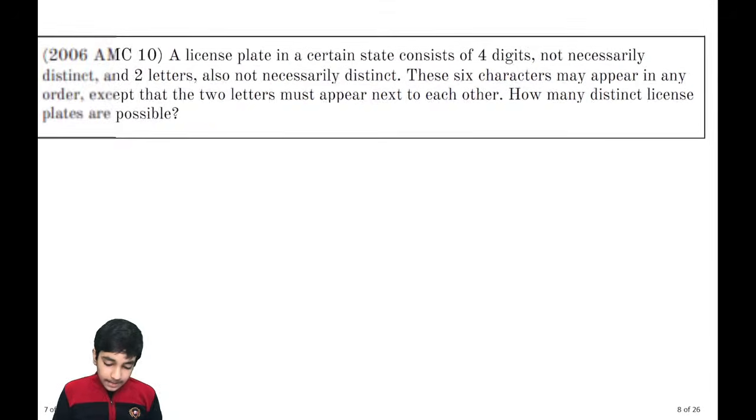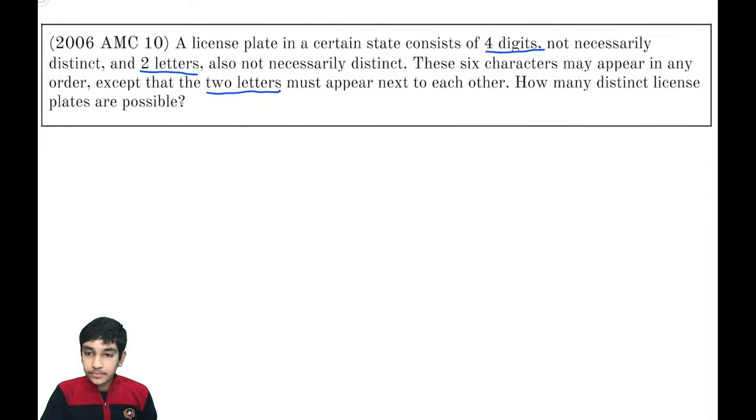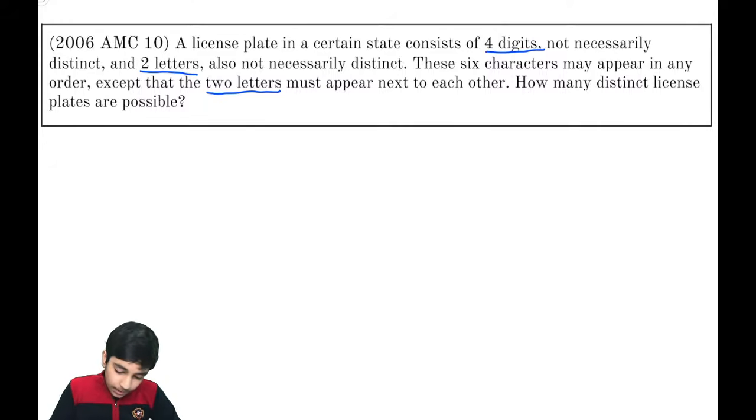Okay, so next problem here. A license plate has 4 digits, not necessarily distinct, and two letters. The 6 characters may appear in any order, except that the 2 letters must appear next to each other. How many distinct license plates are possible? So the idea here is that we have 6 total digits and letters. So 1, 2, 3, 4, 5, 6.